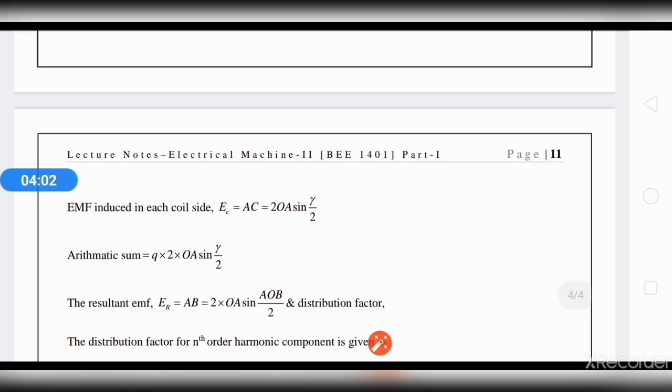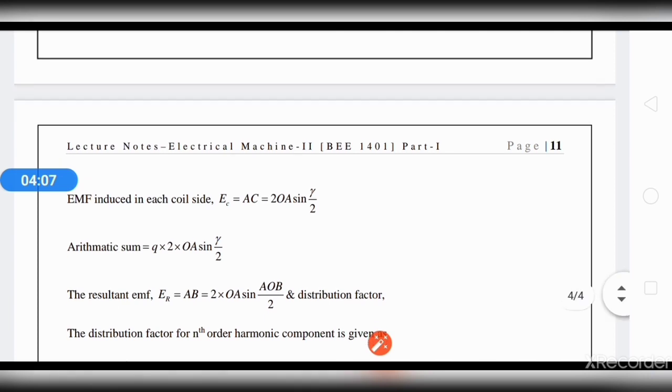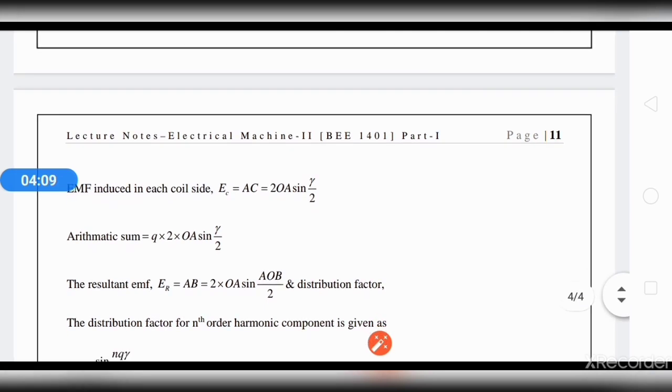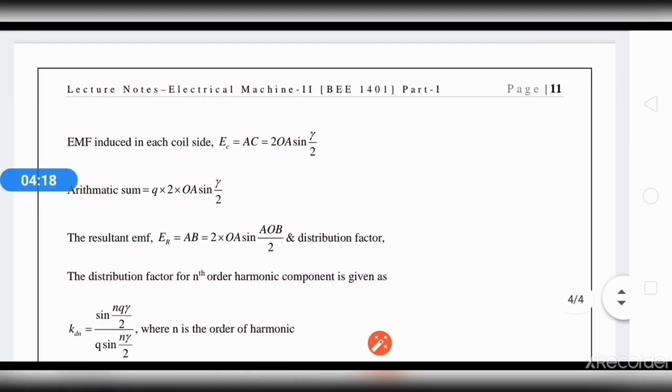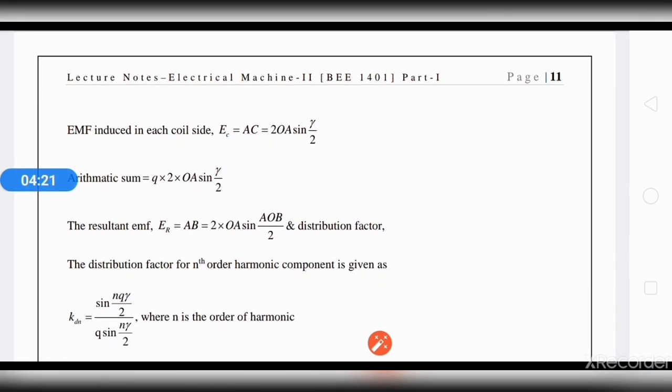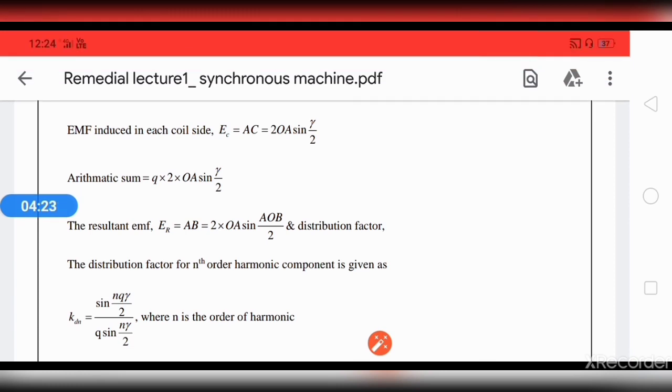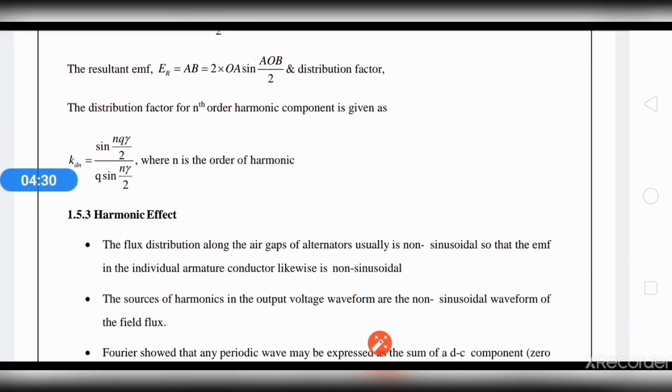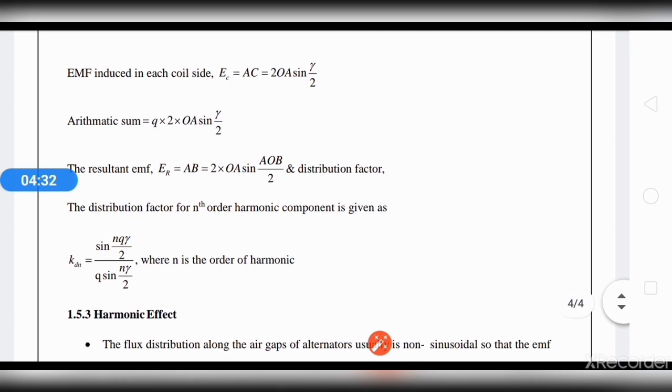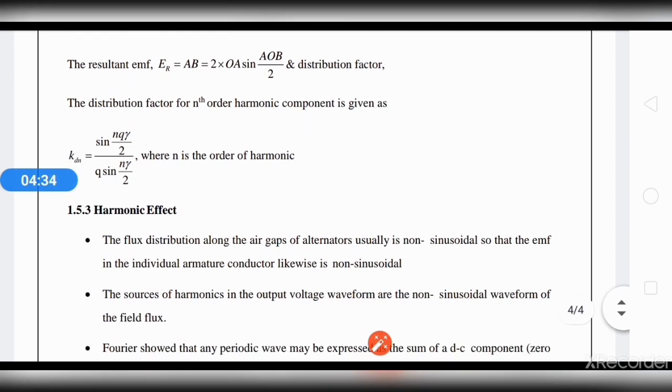The arithmetic sum will become small q multiplied by 2 OA sin gamma by 2, and the resultant EMF now becomes AB, which is 2 OA sin AOB by 2. The distribution factor for the nth harmonic component comes out to be sin(n q gamma by 2) divided by q sin(n gamma by 2), where n is the order of the harmonics. So this is all about the distribution factor and winding factor.